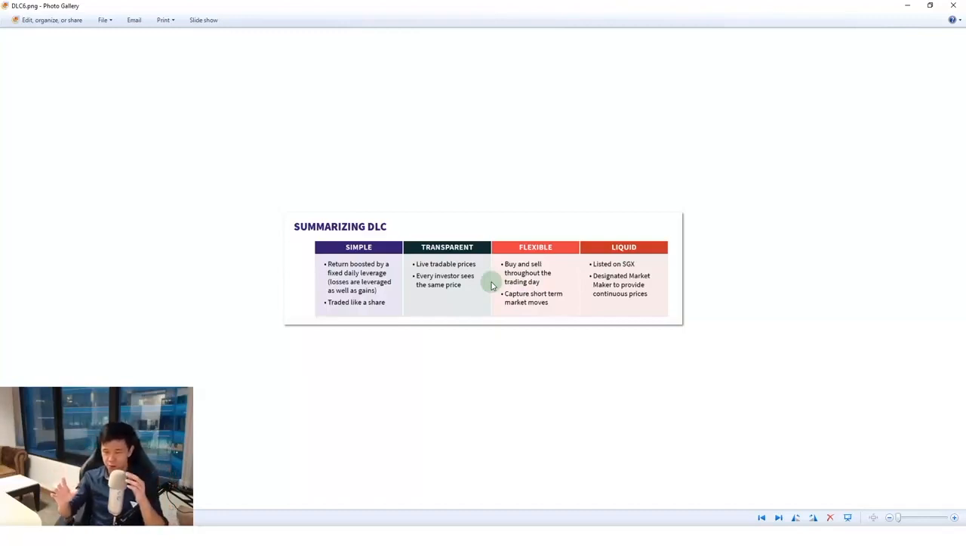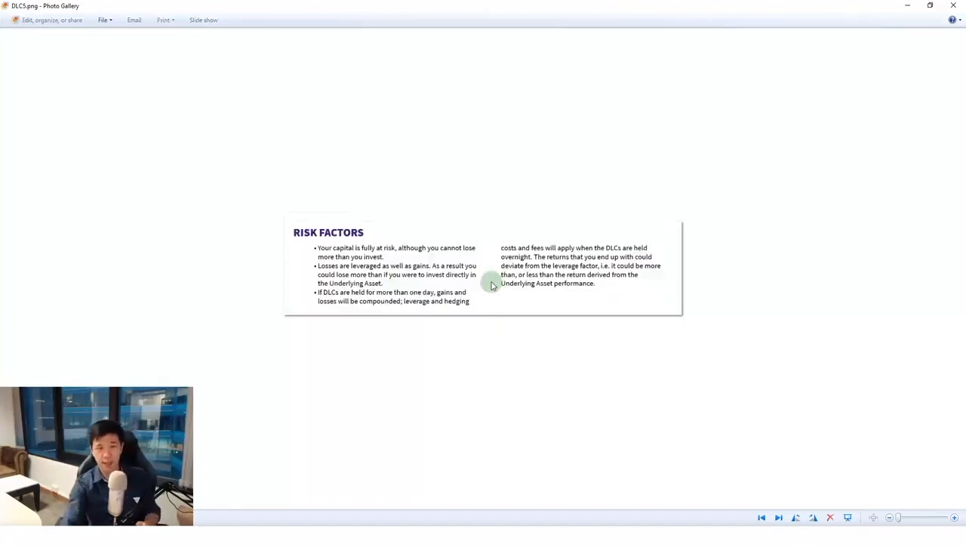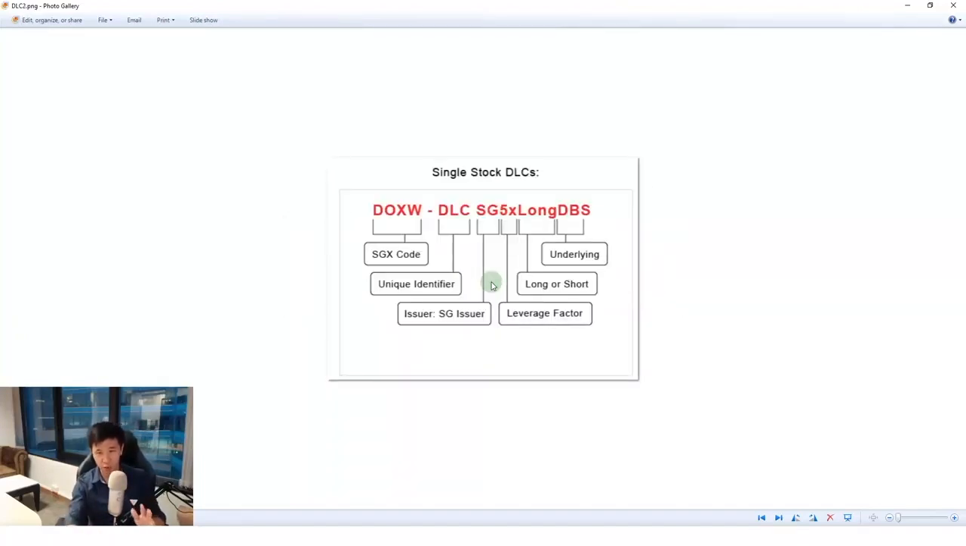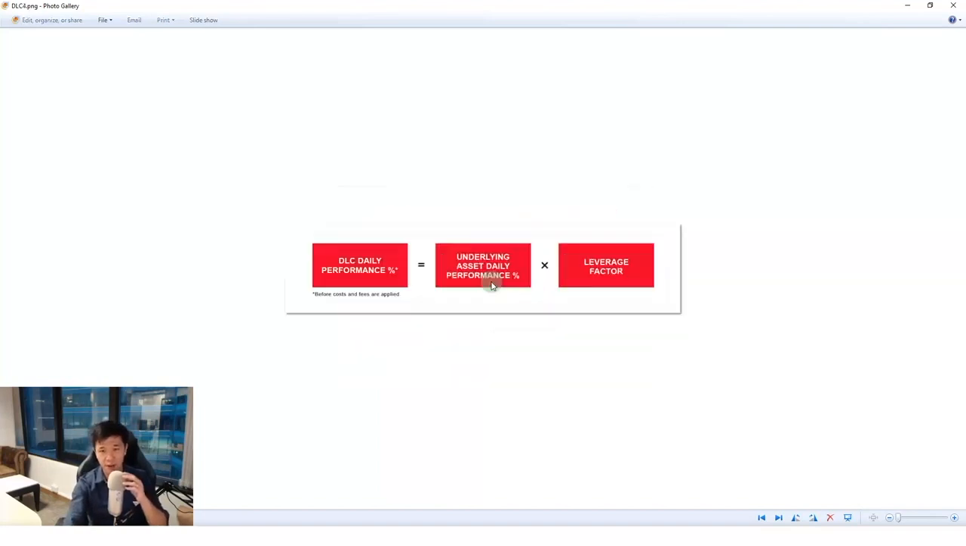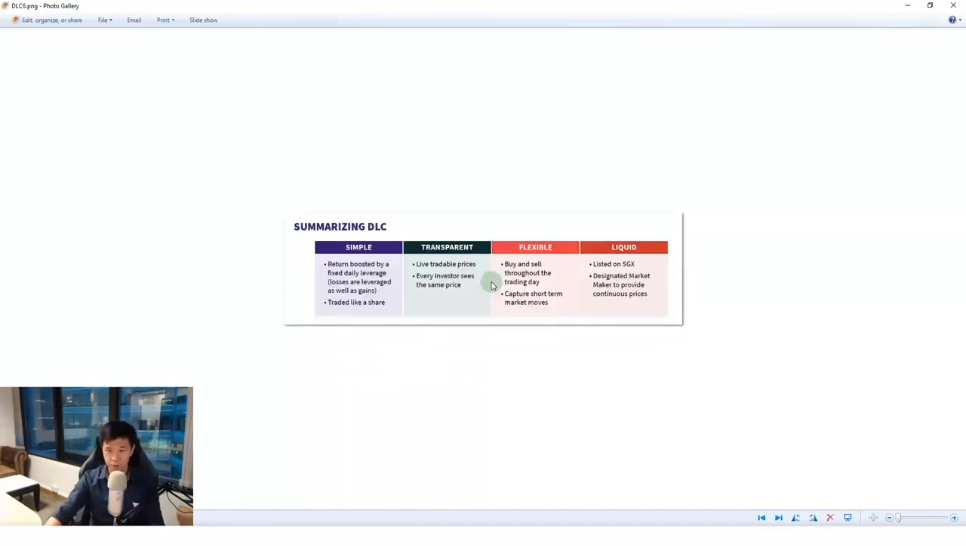You're not supposed to try to understand how this complex code works. DLCs are very simple. They are basically a way to multiply your returns on any share or any underlying, whether it's DBS, Singtel, Tencent. It's your way to have a leverage style of returns. You can actually multiply 3 times, 5 times, and 7 times. For this competition, we'll be using 5 times only.